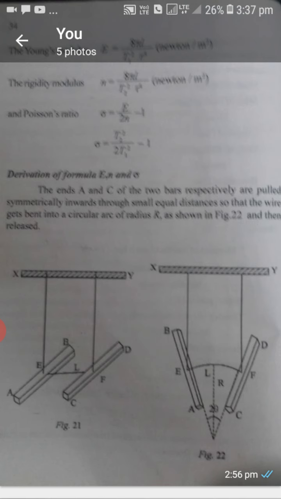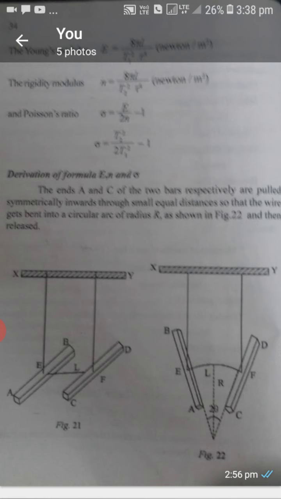at its center is 2 theta. Therefore length L can be written as r into 2 theta, where r is the radius. Therefore r can be written as L by 2 theta. Then we know the bending moment. This bending moment is E into AK square by R. AK square means geometrical moment of inertia. For a circular bar, AK square equals pi r power 4 by 4.